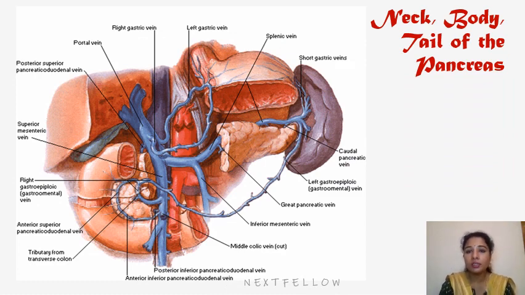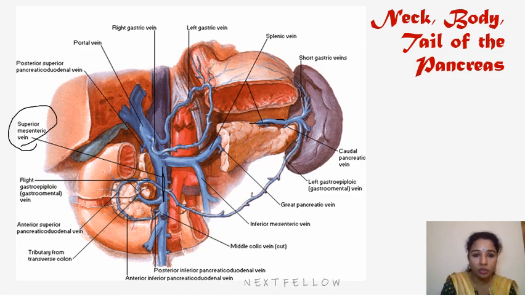Next, we shall see the posterior relations of neck, body and tail of pancreas as well. So the neck of the pancreas, the structures that lie posterior to the neck are the meeting point of superior mesenteric vein. You can see here, this is the splenic vein, and this is the superior mesenteric vein. It is labeled here, superior mesenteric vein, and these two veins join at the neck.